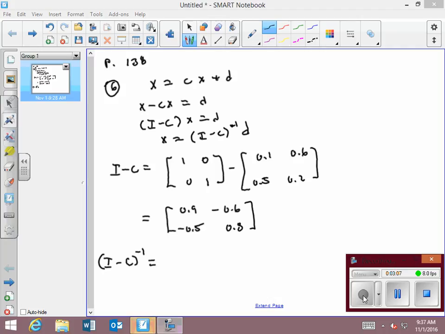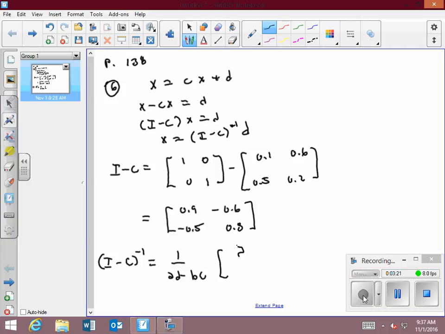is going to be 1 over AD minus BC, the determinant, times D, minus B, minus C, A. Where this one is A, B, C, and D.